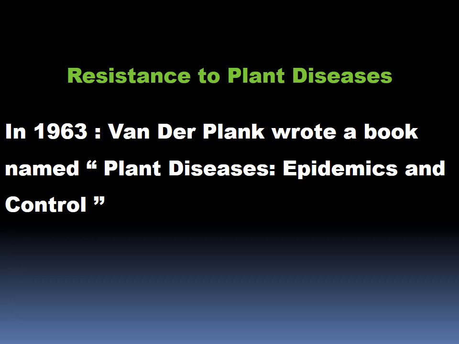This book was mainly focused on epidemics, how they occur, when they occur, and how we can control them in the plants. But along with that, he also gave new concepts in plant disease resistance, which are still valid, and you can find them in every plant pathology book, especially those books which are written on plant resistance. So it is not a bad idea to discuss briefly his work. It will help us to understand resistance and the different mechanisms involved in plant disease resistance.